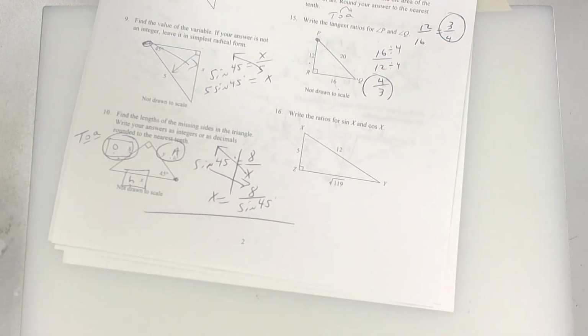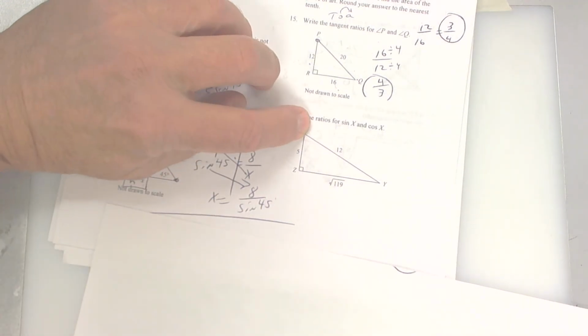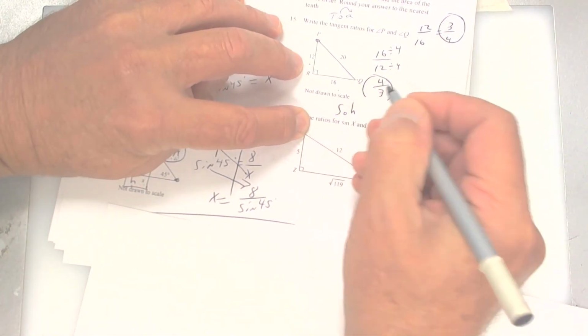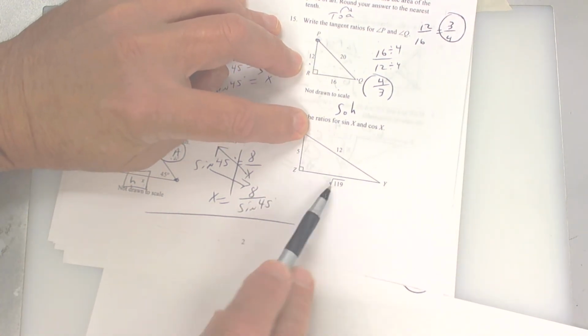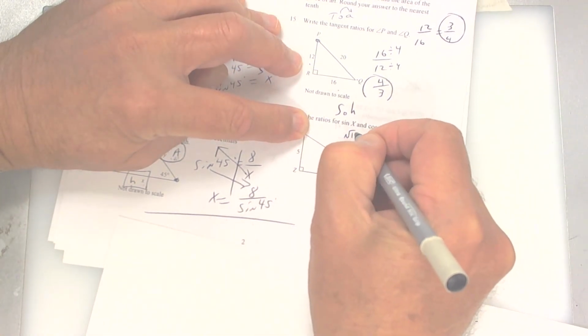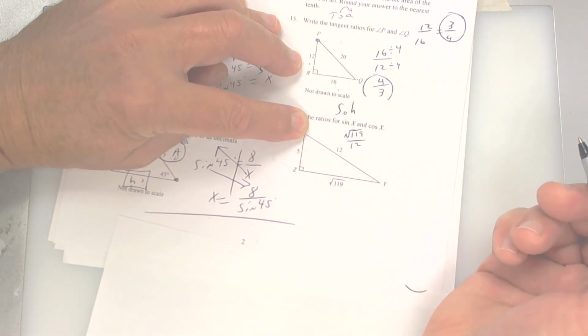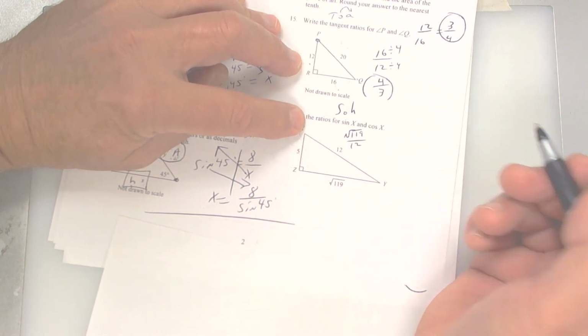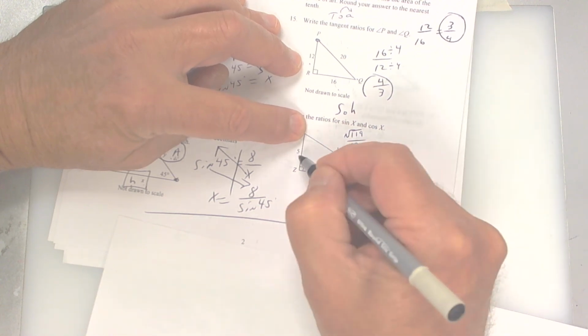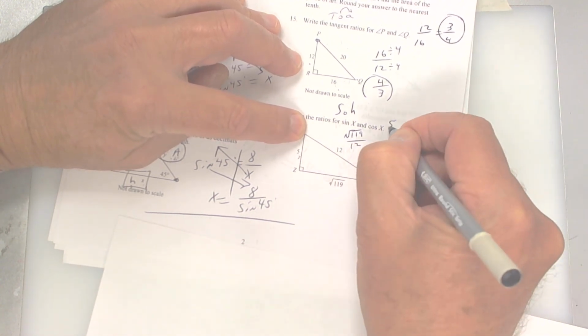I'm almost done. Write the ratio for the sine of x. This is an easy one. You're standing at x. Sine is opposite over hypotenuse. So the opposite is the square root of 119 over the hypotenuse, 12. And that's your answer. The cosine is adjacent over hypotenuse, so that's 5 over 12.